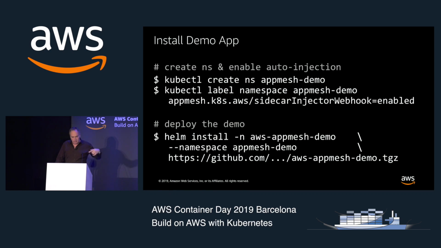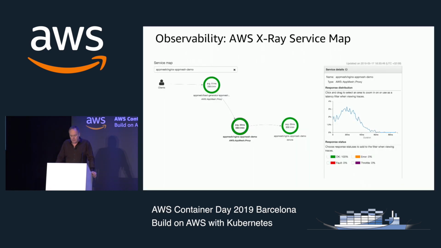And this is the magic of how it happens, by setting the label on the namespace and then deploying into this namespace. And yeah, if you do this, I have it live running, but I think it's easier just to show you the screenshots that I took yesterday. You get observability with X-Ray out of the box.